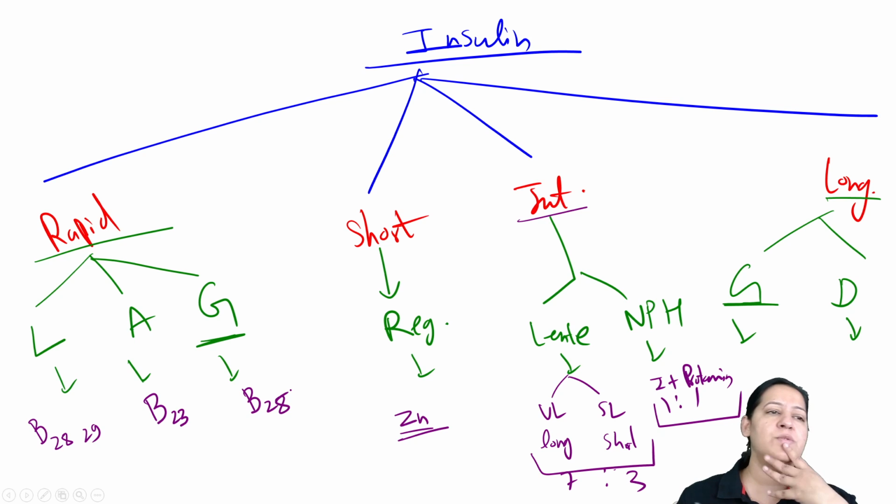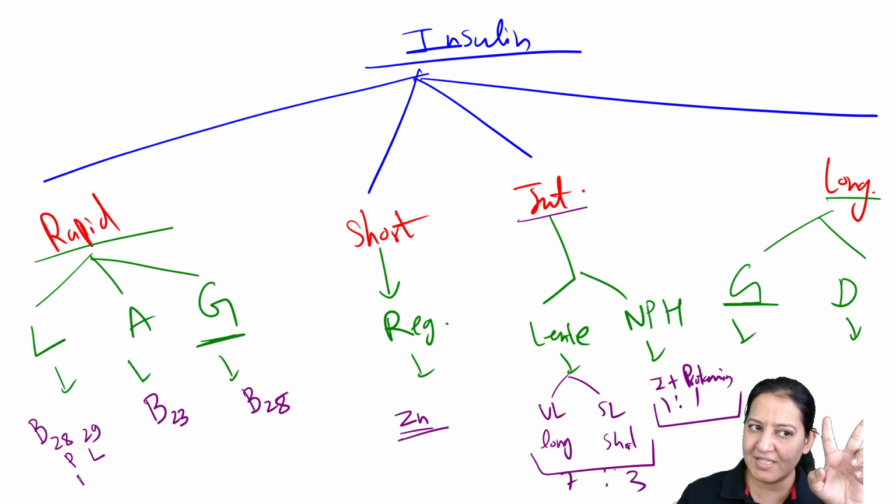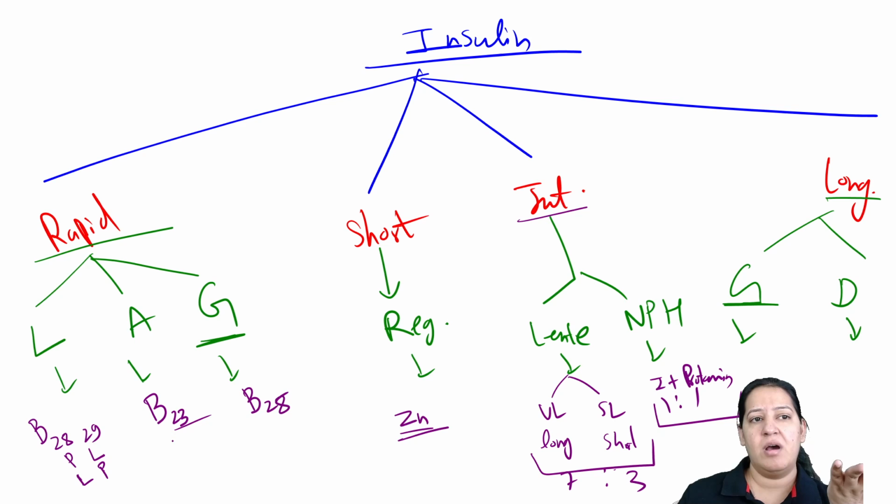So these are the changes we are making. Normally at beta chain 28, it is proline followed by lysine. We are reversing the order, lysine followed by proline. So it becomes Lispro. At 23, we have normally, what was it? It was having asparagine, but we are replacing it.